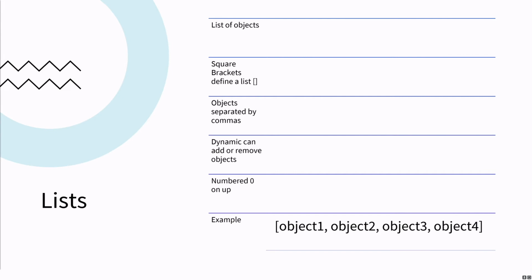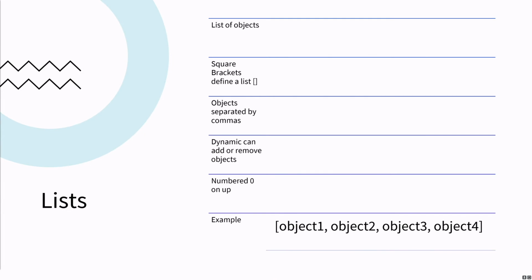Lists. A list is a list of objects. These can be variables, they can be dictionaries, they can be other lists, but it is a list of objects. Lists in Python are identified with square brackets, which define the list, and objects in the list are separated by commas.